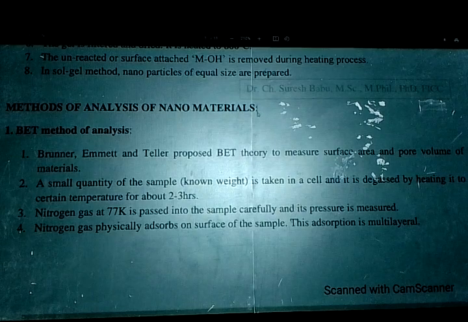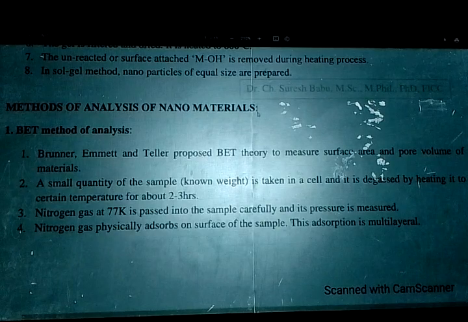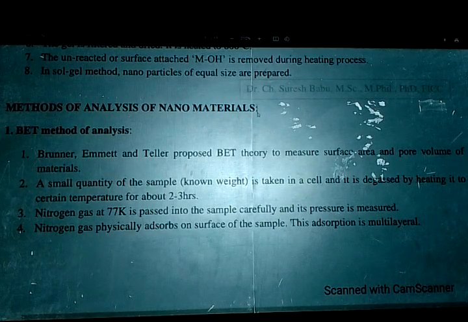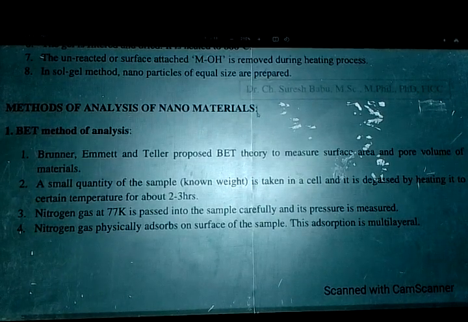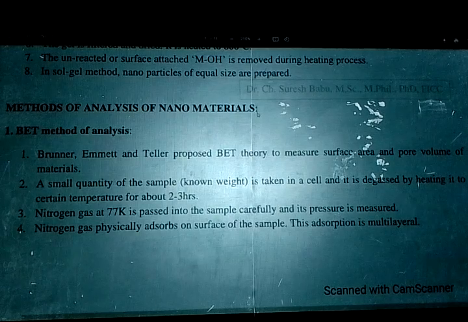Now we have nanoparticles or a nanomaterial. Now I am taking that nanomaterial sample and I am going to analyze it. Okay. So we have three types of methods. Those are BET, SEM, TEM. So these three are used to analyze the nanoparticles or the nanomaterials.